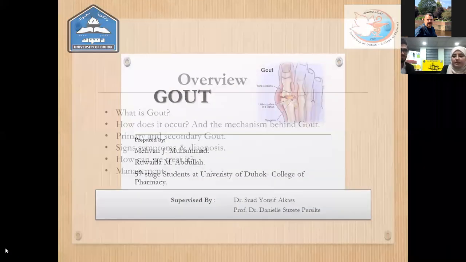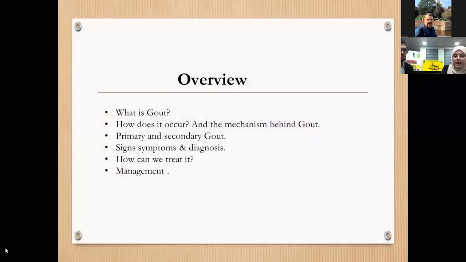So, after this presentation, you will know what is gout, how it occurs, the mechanism behind gout, primary gout, signs and symptoms, diagnosis, how we can treat it, and management. Now, Mehvan will clarify to us what is meant by gout.